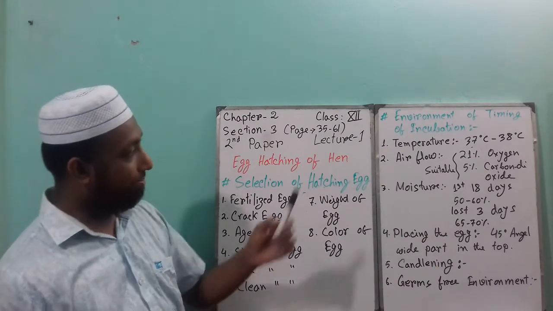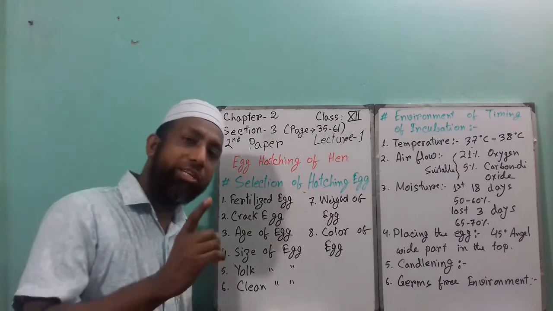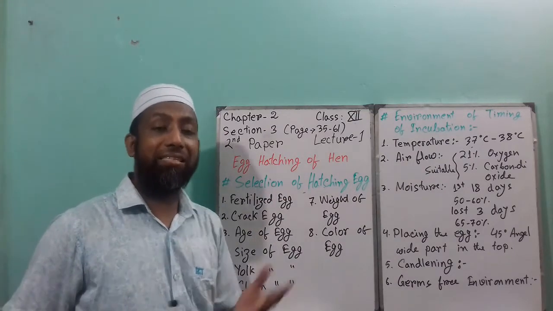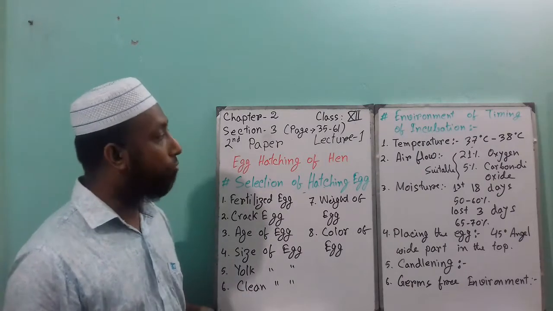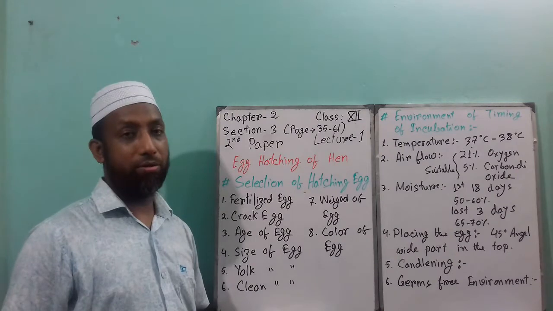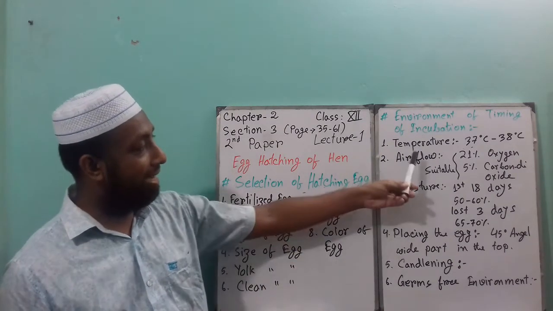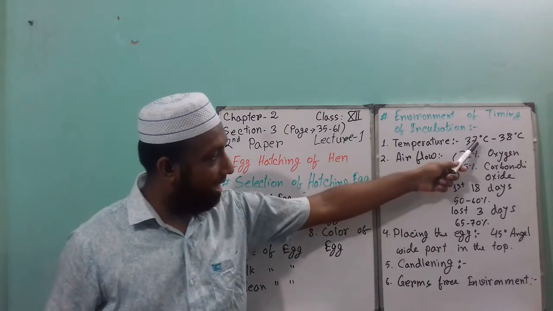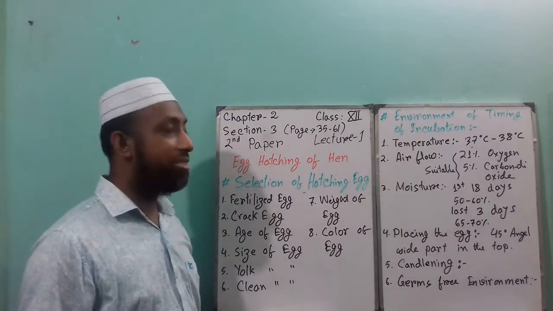So what is the first point? First point is definitely maintaining the temperature. Always remember that excess temperature or low temperature is not suitable for hatching or for incubation time. So you have to maintain the temperature. In that time, 37 degrees Celsius, and 37 to 38 degrees Celsius is suitable for temperature.